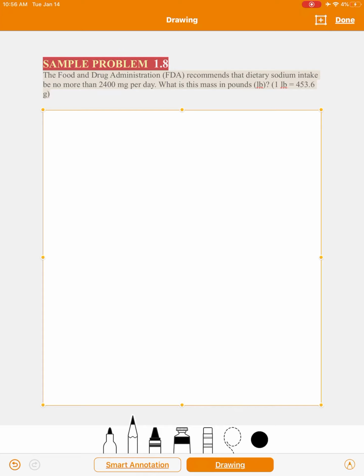Here's a sample problem from the textbook, from the ebook. So this is sample problem 1.8. This is an example of dimensional analysis. In this particular problem, we're going to look at doing a conversion from what's called the SI system into what are called imperial or English units.